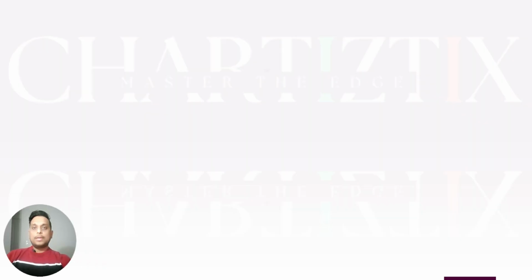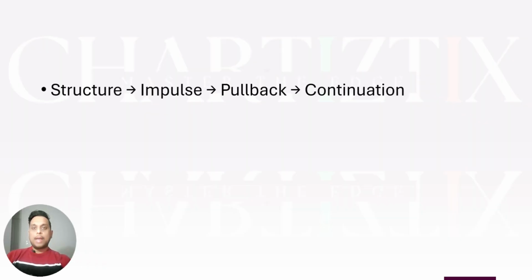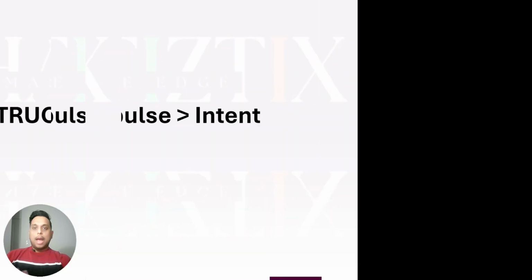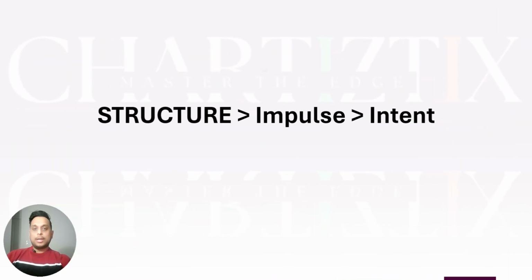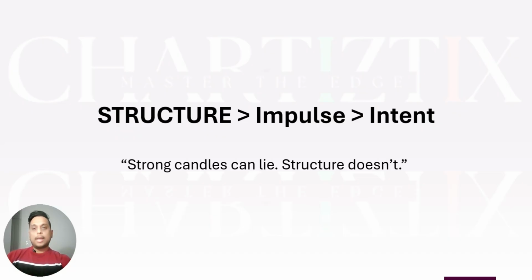Alright, before we dive down deep, let me tell you how I trade personally, what I would like to see on a chart before I enter in a trade. So what I like to see is a structure, then impulse. Impulse tells me the intent, whether bullish, bearish, and then I wait for a pullback for my continuation entry. As I said, for me, structure is very important because I know that you can be fooled by impulse and intent, but structure is always honest with you. Strong candles can lie, structure does not.